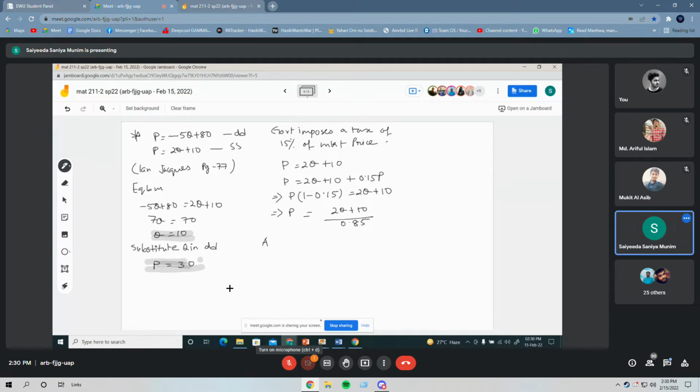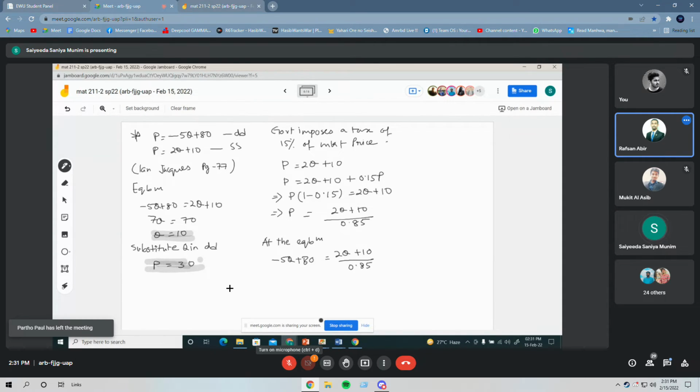So at the equilibrium, demand equals supply. Ma'am, in the second line, P into one, where does this one come from? So P minus 0.15p. If I take common P, do you have a 1 here? Yes ma'am, right. Okay.